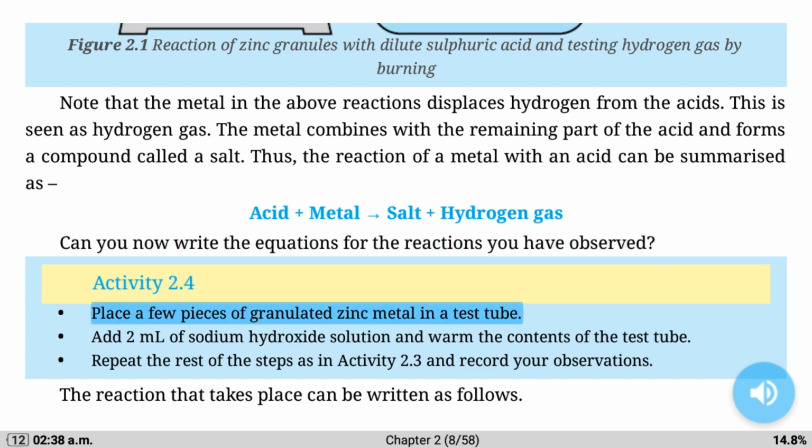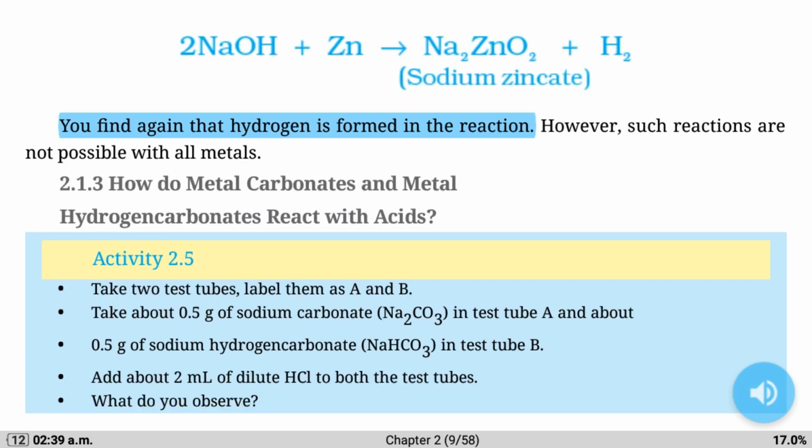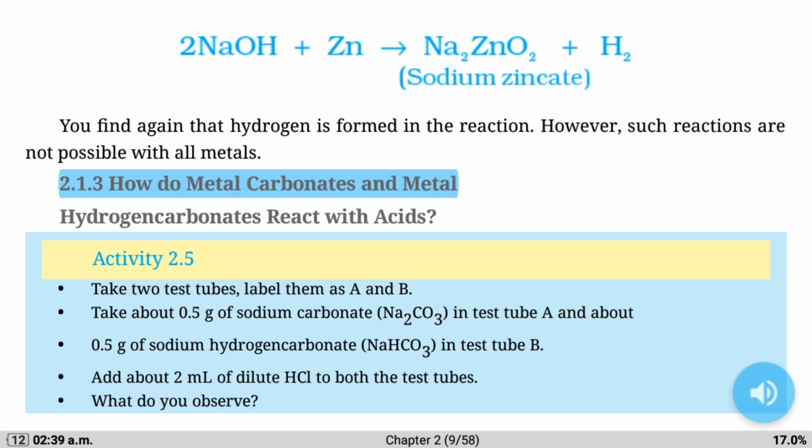Activity 2.4. Place a few pieces of granulated zinc metal in a test tube. Add 2 ml of sodium hydroxide solution and warm the contents of the test tube. Repeat the rest of the steps as in Activity 2.3 and record your observations. The reaction that takes place can be written as follows. You find again that hydrogen is formed in the reaction. However, such reactions are not possible with all metals.